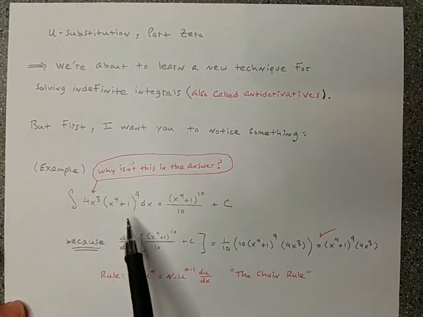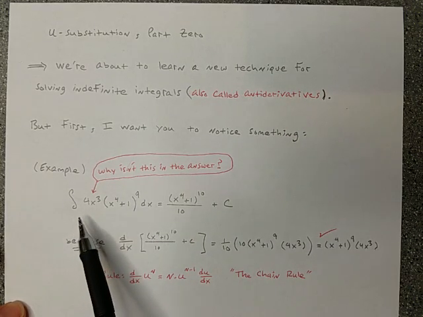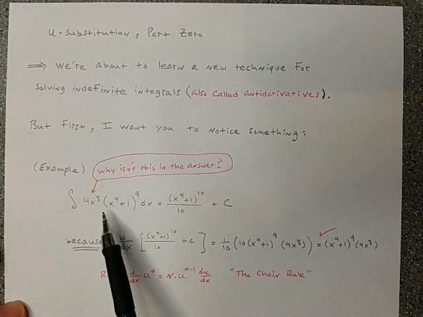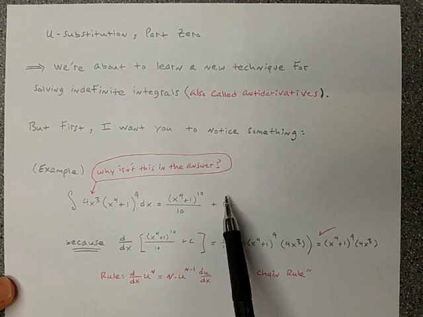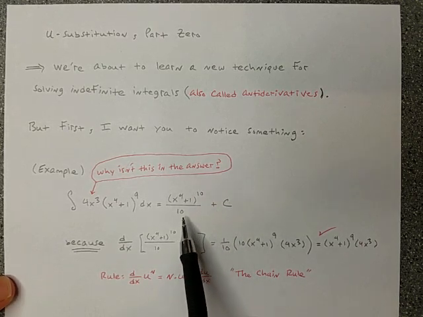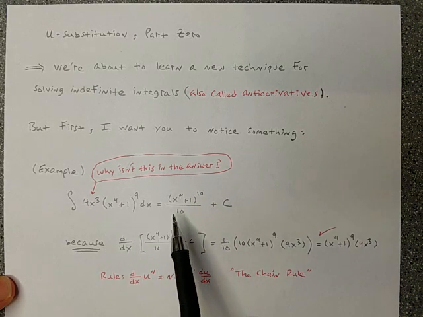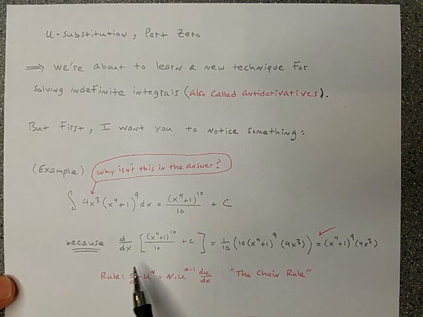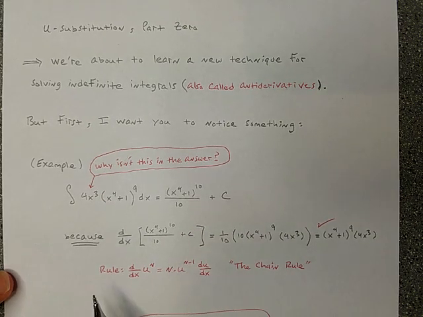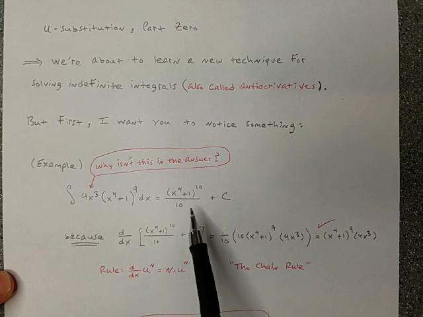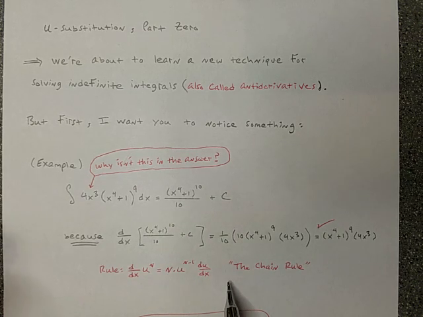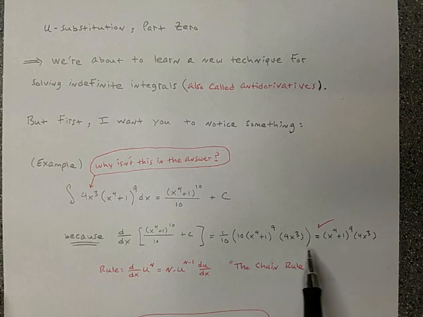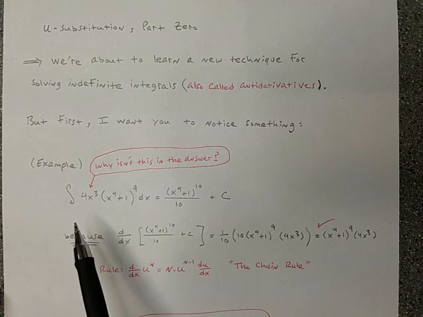So here's the question. It says, what's the antiderivative of 4x to the third power times x to the fourth plus 1 to the ninth power? And then I give you this answer. And even if you don't know how to do this problem, I can convince you that this is the right answer. Because if I take the derivative of that with a rule that we should be familiar with, we've already learned the rule, then I can get what I have over here, okay?